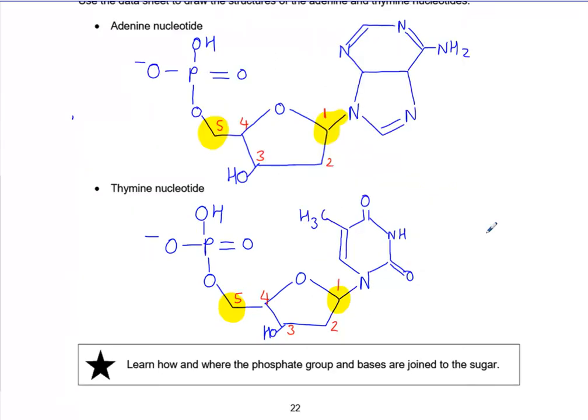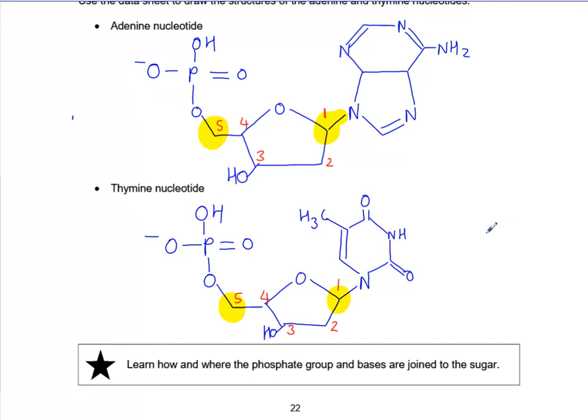The bottom diagram shows the thymine nucleotide. Again, look carefully at where the base is joined to the sugar. That's at carbon 1, and where the sugar is bonded to the phosphate group at carbon 5. Make sure there's an additional carbon between carbon 4 and the oxygen of the phosphate group.